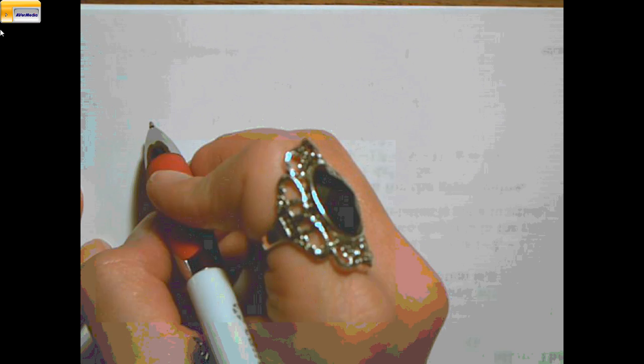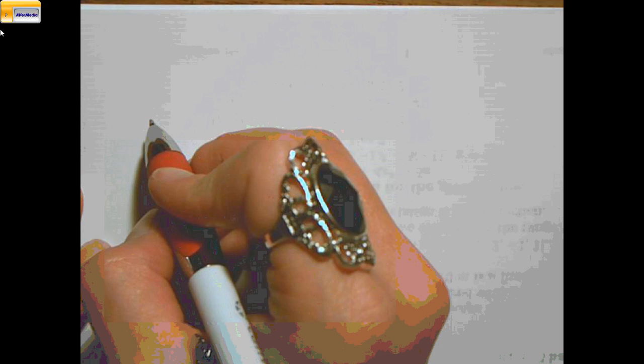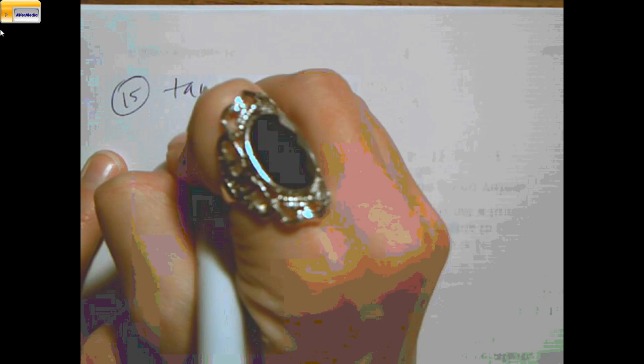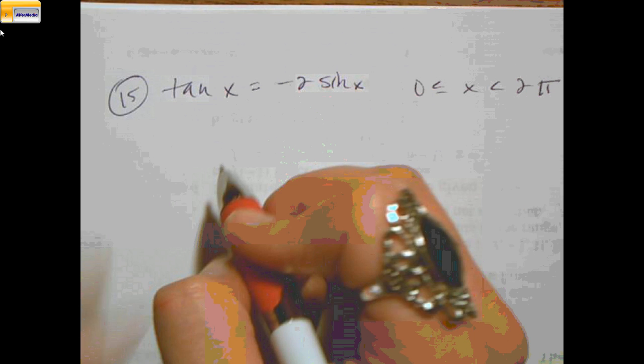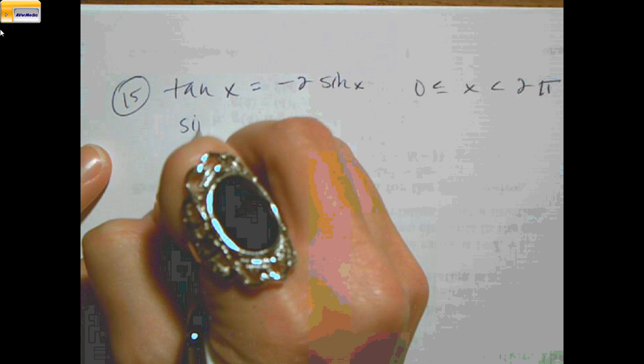22. 15, 22, which one? Whichever one's fine. Somebody else said 15, so we're going to do 15. 15, everybody. Tangent x equals -2 sine x, and it's from 0 to pi. This looks fun. I don't like the way that I did that last night, apparently. You want to do sine over cosine? Okay. Let's try it.